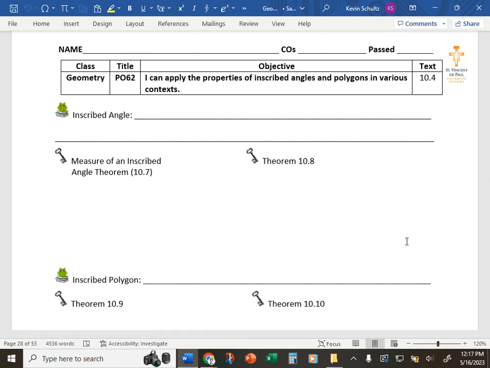First of 3 POs right in a row, 62, 63, 64. And today we'll be talking about inscribed angles and their relationships within circles.